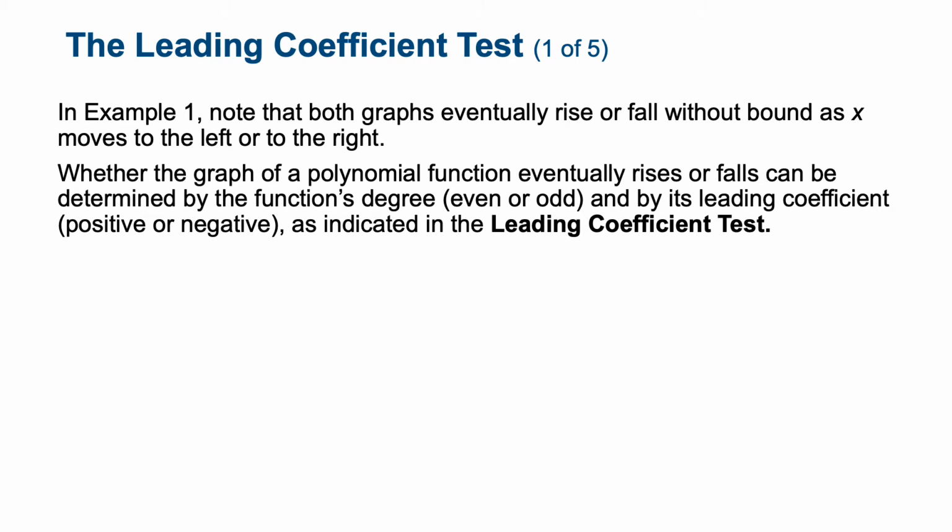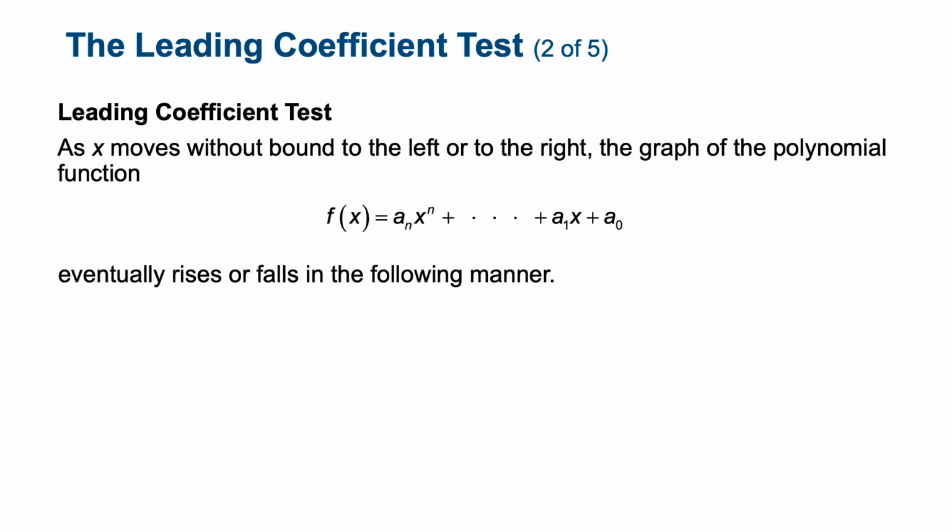But when we're talking about polynomials, we can tell how the end behavior is, depending on what degree it is and if its leading coefficient is positive or negative. So let me get into what that is. If you're looking at x as it goes to negative infinity or positive infinity, the graph of a polynomial behaves like this.